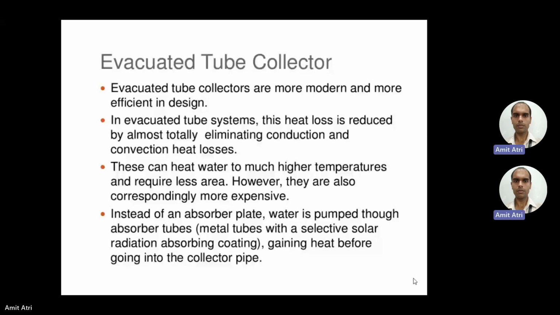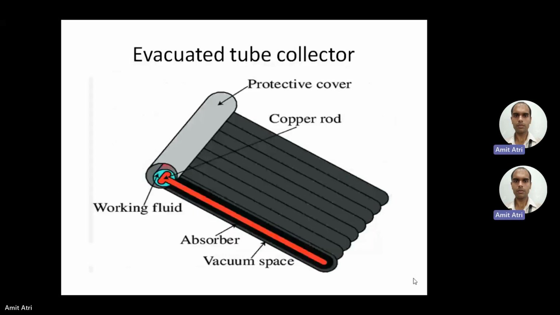So evacuated tube collectors are more modern and more efficient in design. Let me show the diagram how it looks like. So protective cover is there, copper rod is there, then working fluid is there, absorber, vacuum space. Mostly similar components as compared with a flat plate collector. Okay, evacuated tube system. This heat loss is reduced by almost totally eliminating conduction and convection heat loss. Okay, so these can heat water to much higher temperatures and require less area. However, they are also correspondingly more expensive.